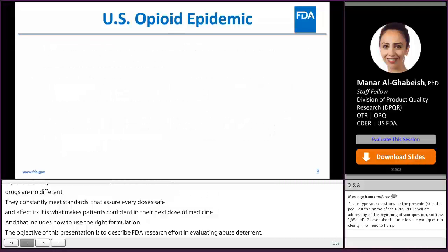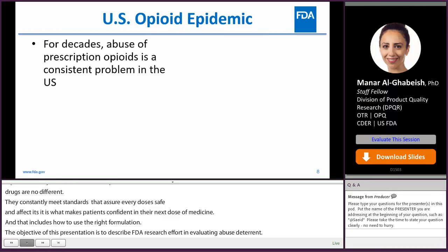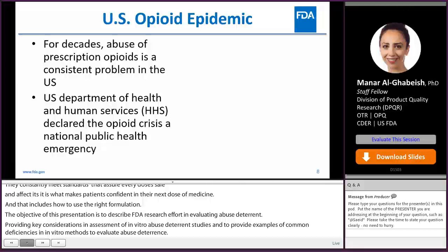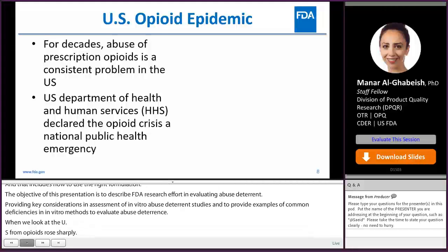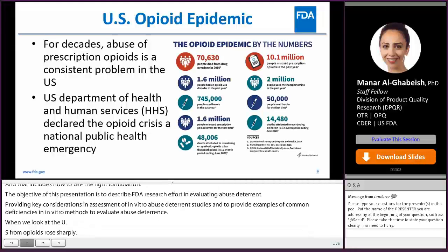A brief history behind the U.S. opioid epidemic. In the early 2000s, reports of overdose and death from prescription pain drugs, especially opioids, began to rise sharply. In 2017, the U.S. Department of Health and Human Services declared the opioid crisis a national public health emergency.